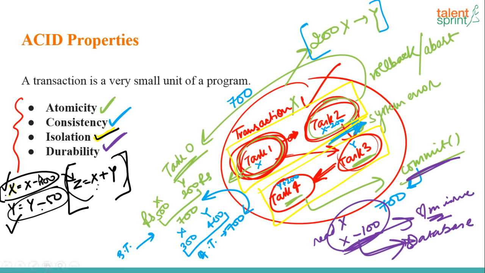Isolation means that every transaction is independent of each other. This transaction should not hamper this transaction, or this transaction should not mix up with the previous transaction. Okay. And durability says that whatever you do in your database transaction should eventually be persisted to the database, because without that there is no point of doing all the work. All right.